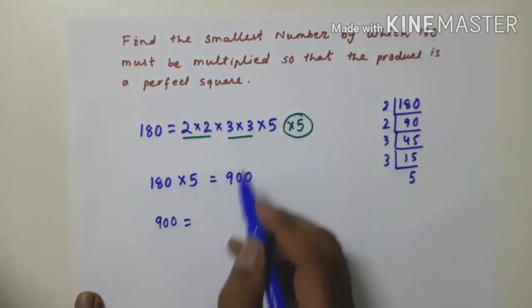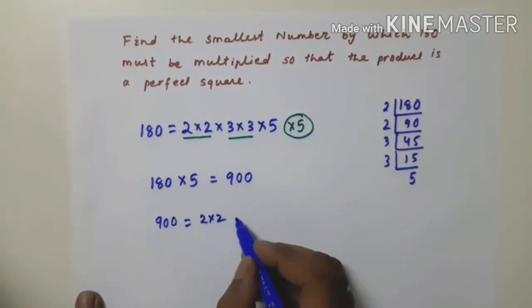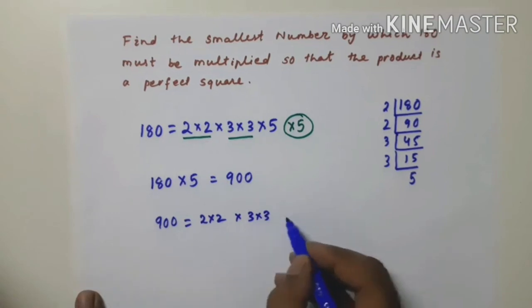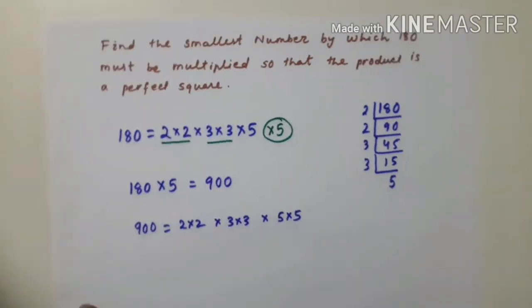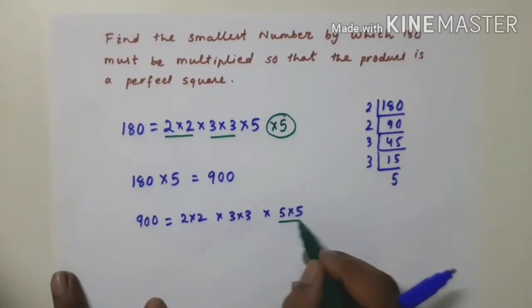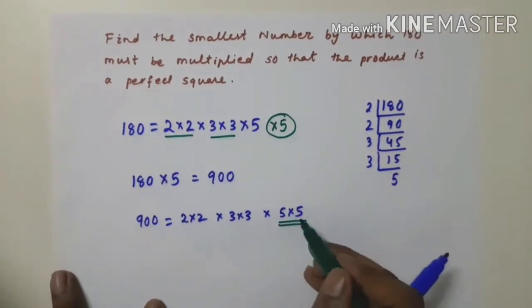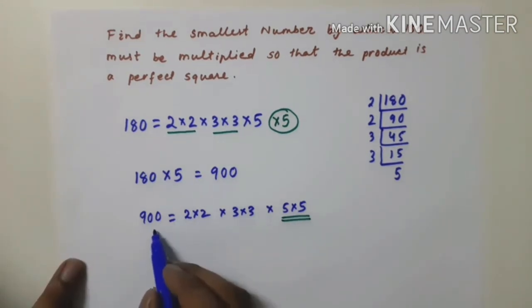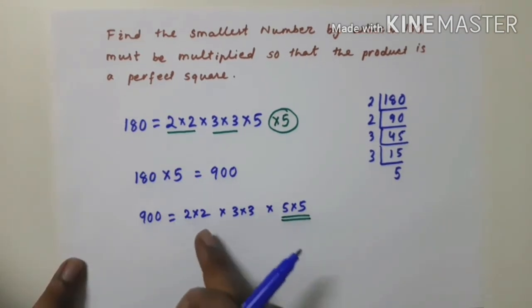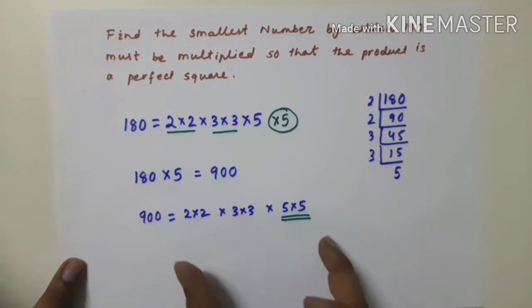So with the same factorization, that is 2 into 2, 3 into 3 and 5 into 5. Now this 5 into 5 is our new pair because we have multiplied with the extra 5. So to know whether it is a perfect square or not, you can see here, we have got 3 pairs now.